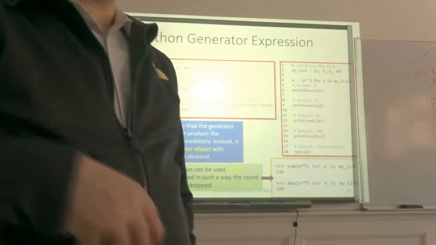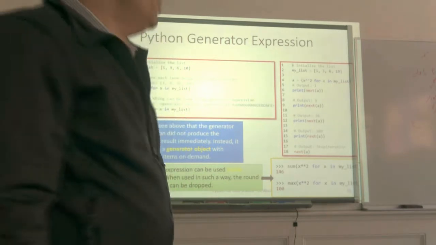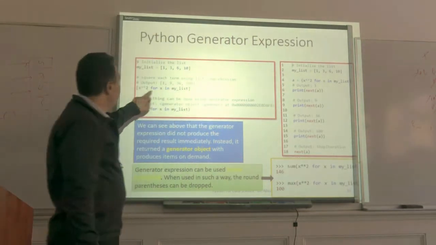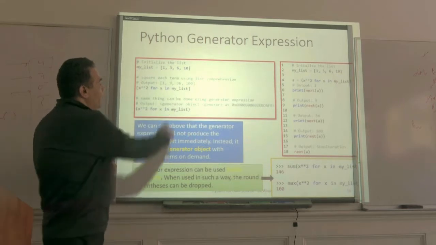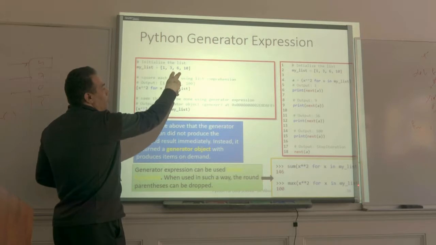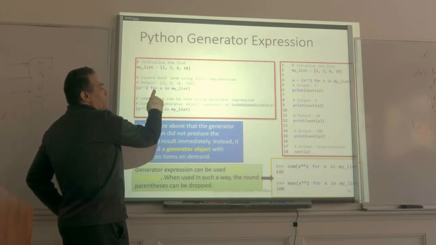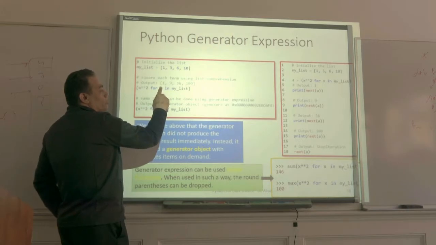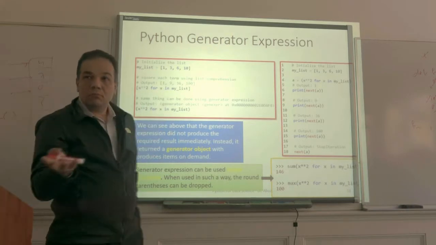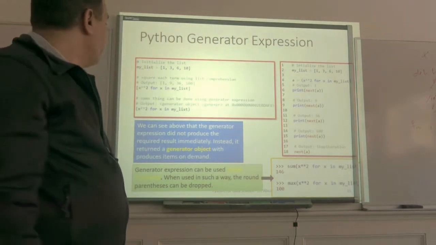You don't even have to create a tough loop. They created a shortcut called comprehension, right? So x squared for x in my list. What is my list? It will be substituted in here. How many elements? Four. That means how many times are you going to loop? Four times. Every time you loop, what do you do? You square x. Very easy, right?